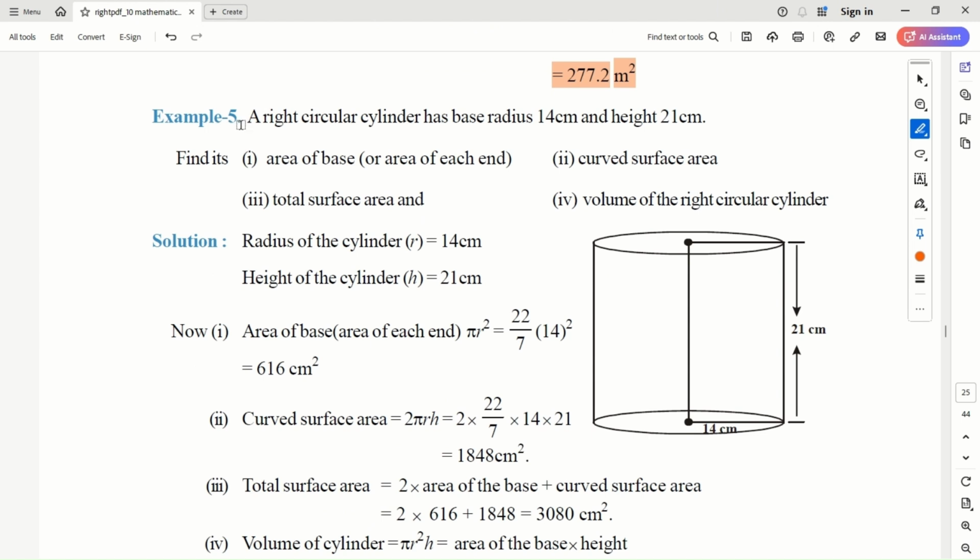Example 5. A right circular cylinder has a base radius of 14 centimeters and height of 21 centimeters. Okay, radius is 14 and height is 21. Find the following things. Area of the base, which is simple. Area of the base is nothing but pi r square. Okay, you apply the values.